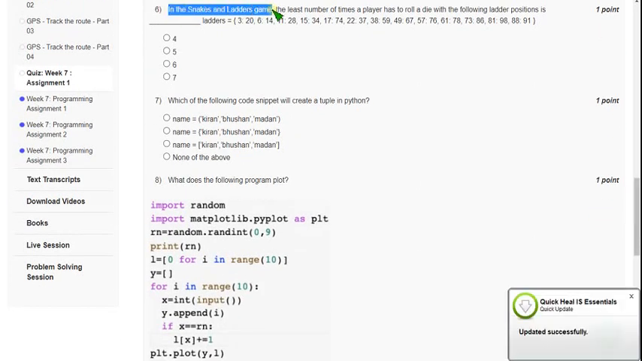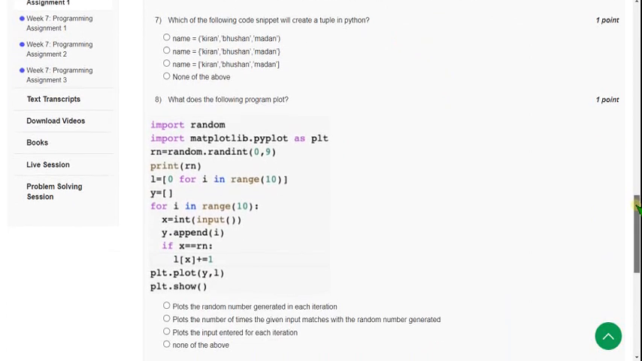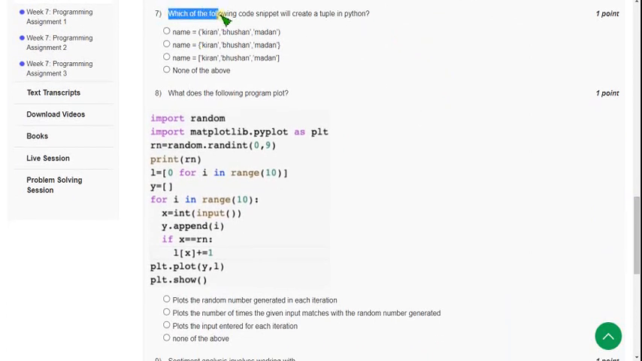Moving on to the 6th question. In the snakes and ladders game, the least number of times a player has to roll a die with the following ladder position is 3, 5. So let's move on to the 7th question now. Which of the following code snippet will create a tuple in Python? So for 7th question, the answer is first option.